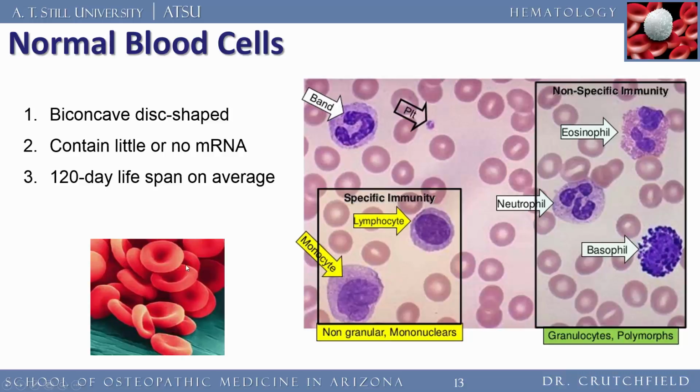So normal red cells, you know what they look like. They look like little flying saucers. They're biconcave discs. They really have little or no mRNA as they mature. And they, on average, live about 120 days before they're cleaned out by the spleen in an adult. And I give a lecture on the spleen a little bit later, and we go through what all the spleen does. But let's take a look at this photo over here.